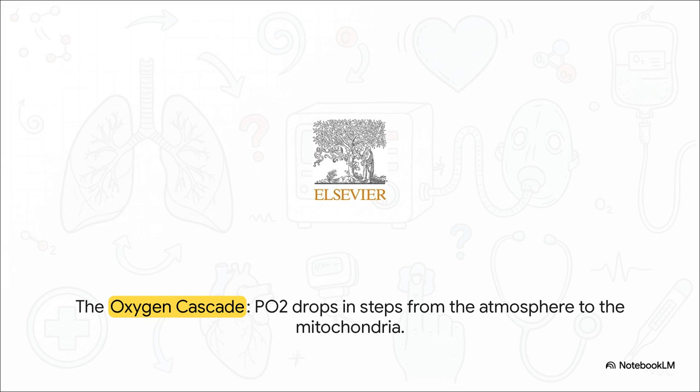Just look at this diagram. The partial pressure of oxygen, the PaO₂, takes a hit at every single step of its journey. It starts off at around 21 kilopascals in the air we breathe, and by the time it gets to the mitochondria, it's less than 1. That's a massive drop, right? And it shows you that every step in this chain is a potential point of failure.